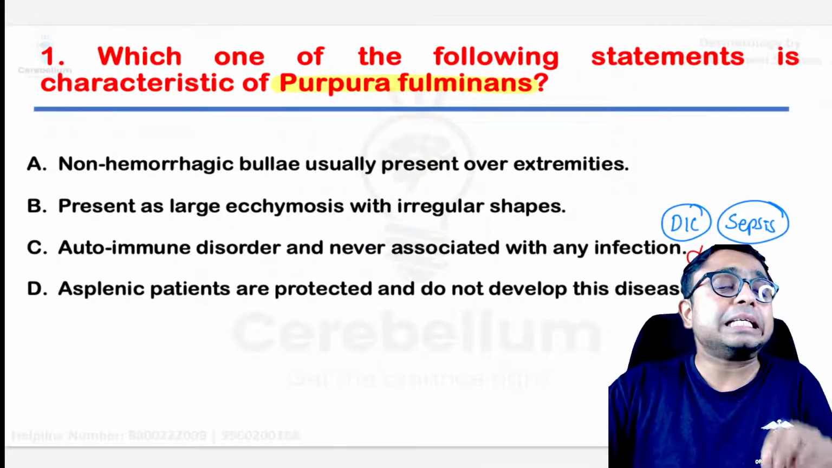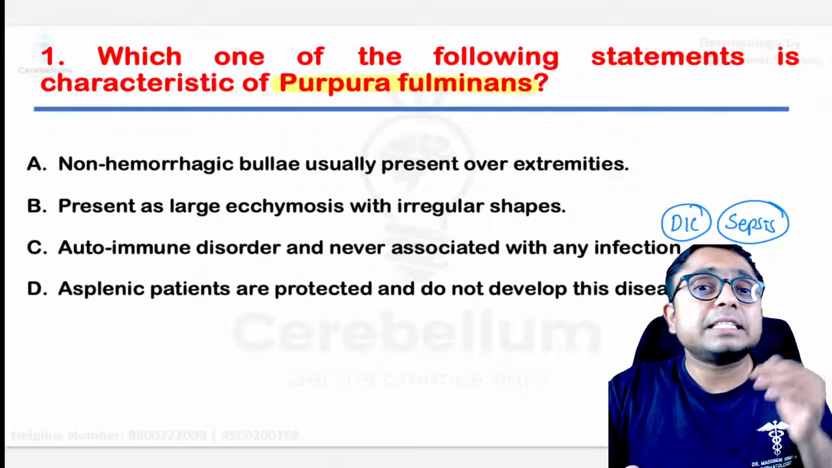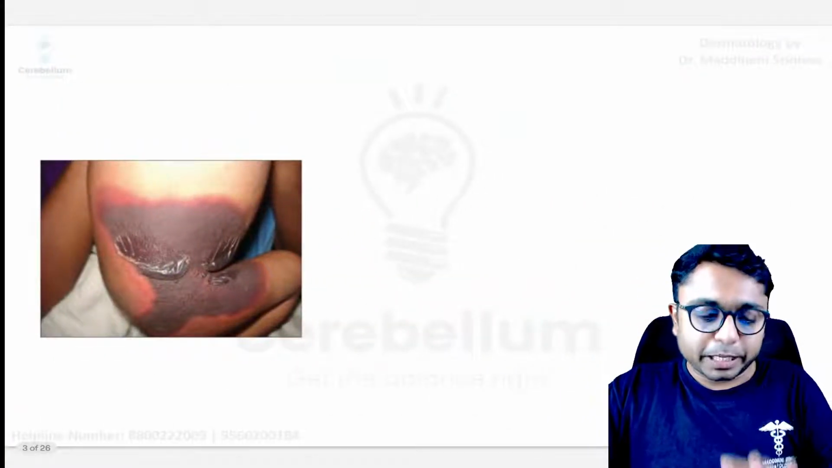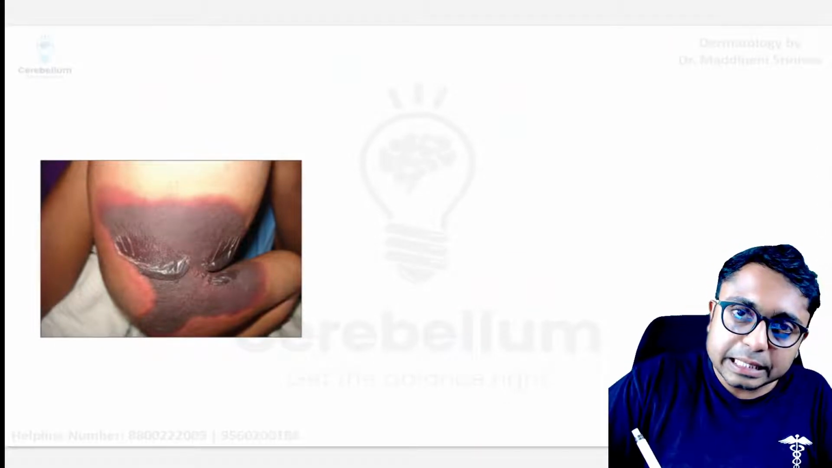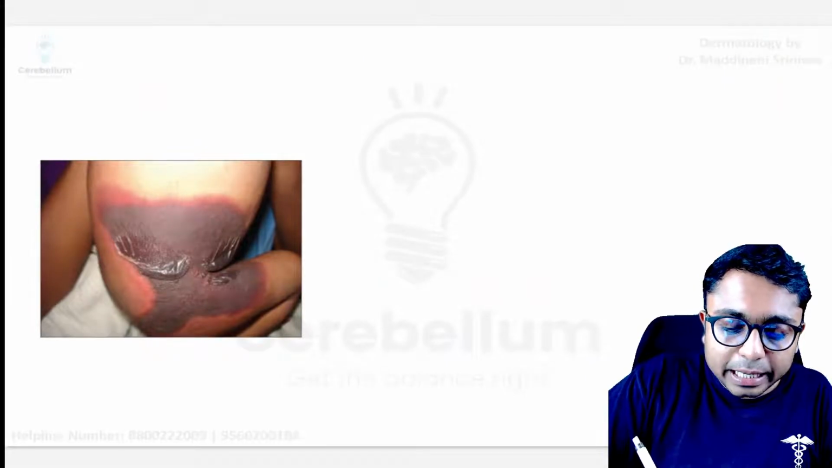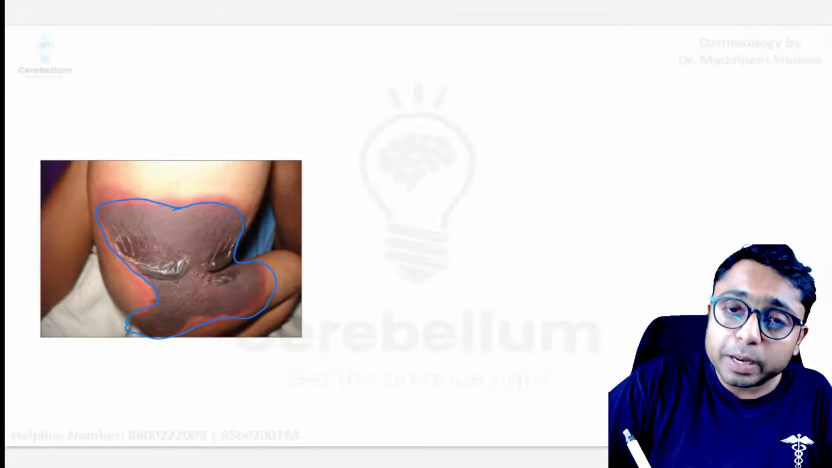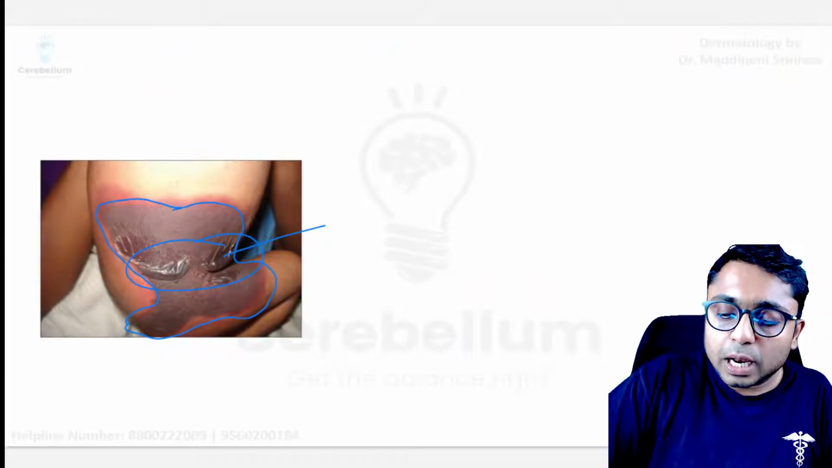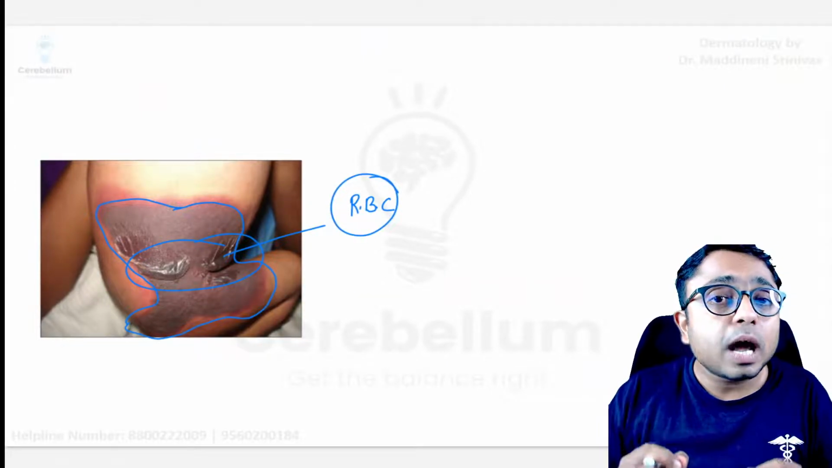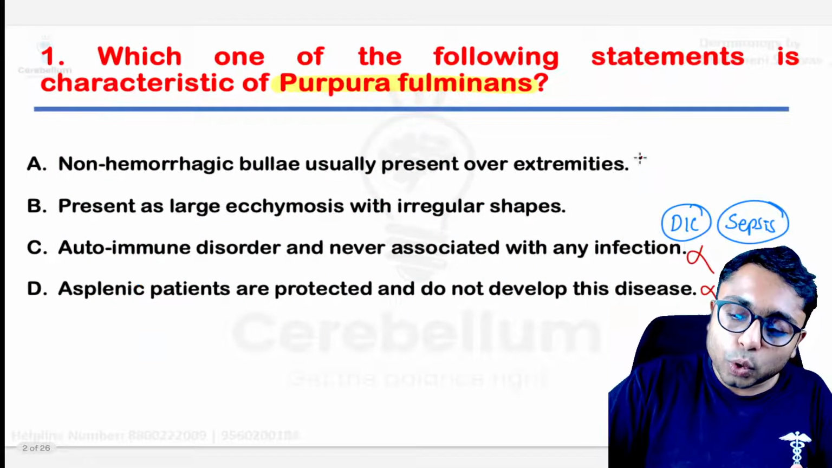I hope all of you remember these are the primary skin lesions which are due to the RBC extravasation into the skin. So if you look at this picture, you will remember that this is a purpura fulminans lesion where you are able to see an ecchymotic lesion which is having irregular borders, and at the center there is a bulla, and this bulla is going to have red blood cells. That is, we can say this is a hemorrhagic bulla which we can see in purpura fulminans. So option A is also wrong.